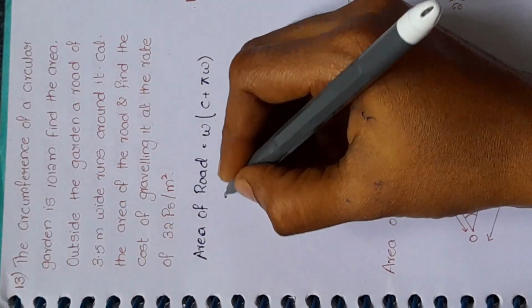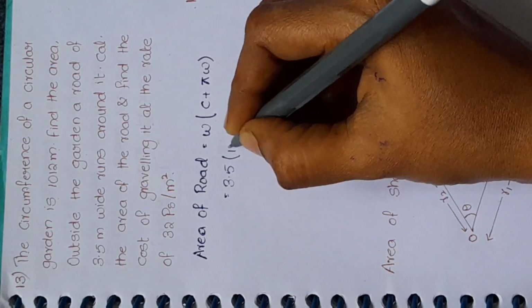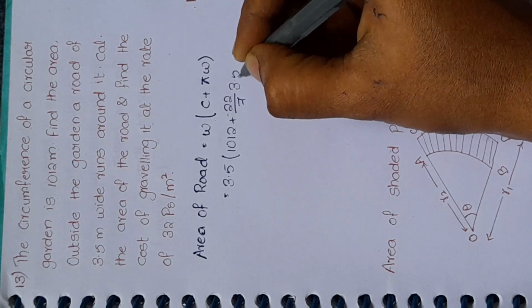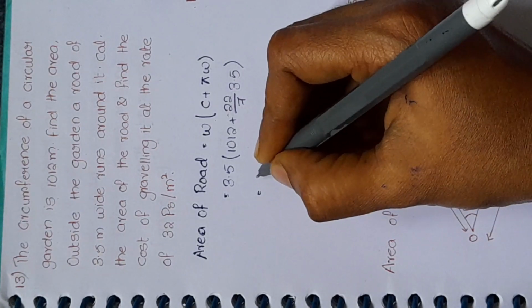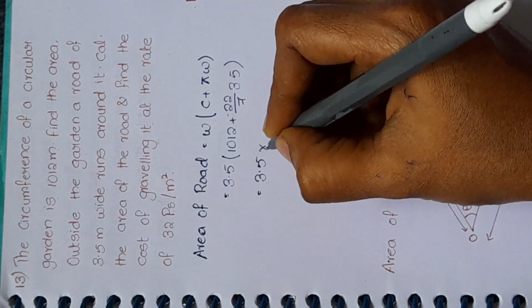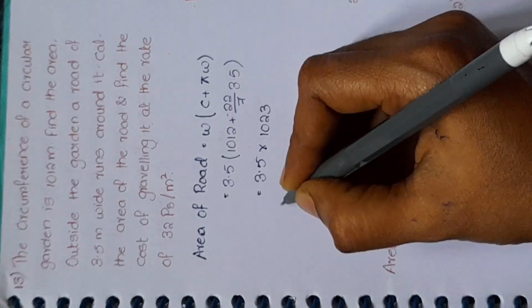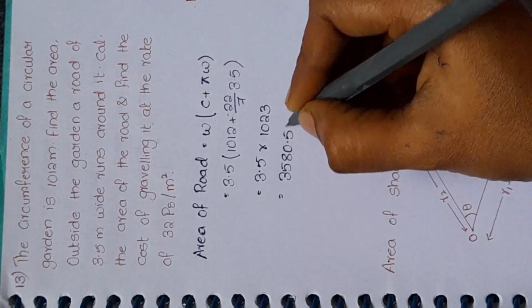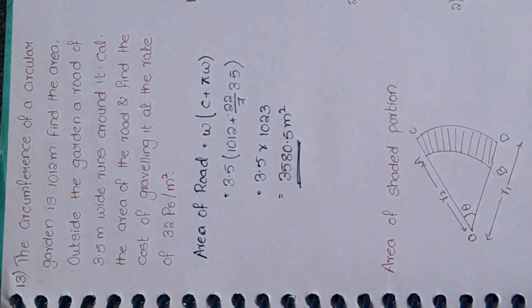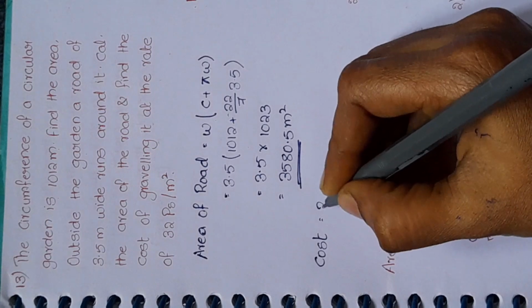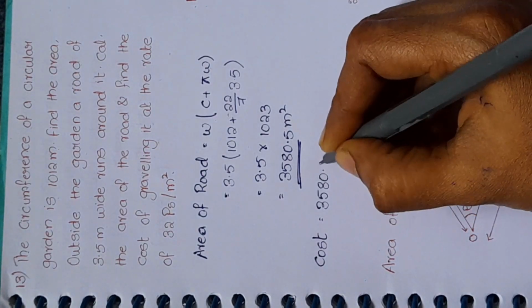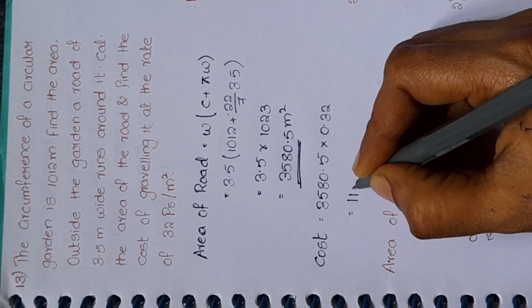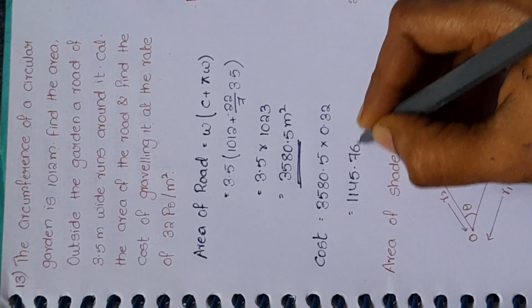Now substituting the values, w is 3.5, circumference is 1012, plus pi w, where pi value is 22 by 7 and w is 3.5. We get the area of the ring shaped road as 3.5 into 1023, which is equal to 3580.5 meters square. This is the area of the ring shaped road. Now the cost of graveling is 3580.5 into 0.32, which is equal to 1145.76 rupees.